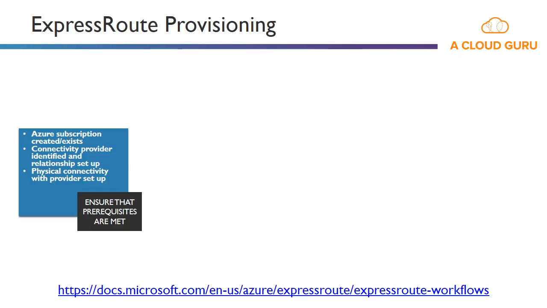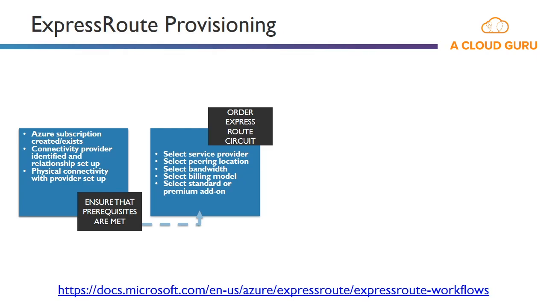First of all, ensure your prerequisites are met. You need to have a connectivity provider identified and set up a business relationship with them. Make sure you have your Azure subscription, and you have to set up physical connectivity with your provider as well. Then you go about ordering your ExpressRoute circuit. You're going to select things like your peering location, your bandwidth, your billing model, and whether or not you're using the standard or the premium SKU.